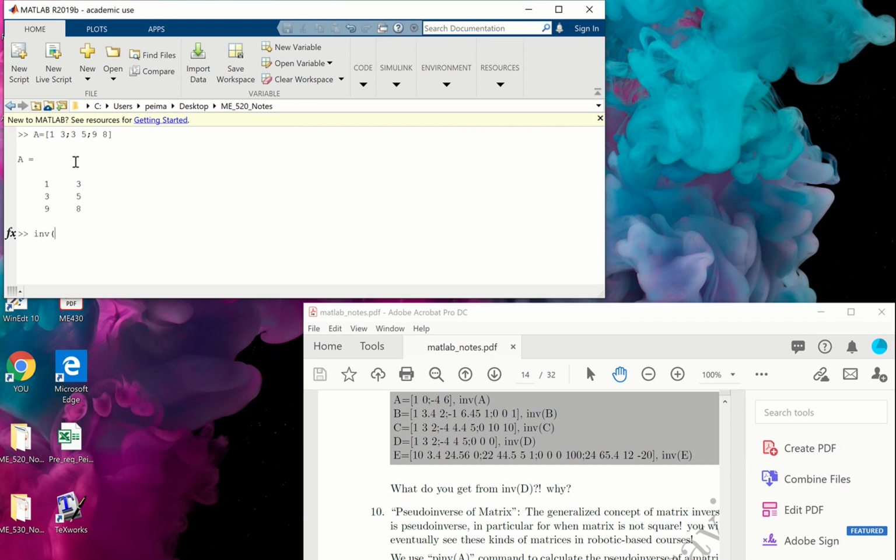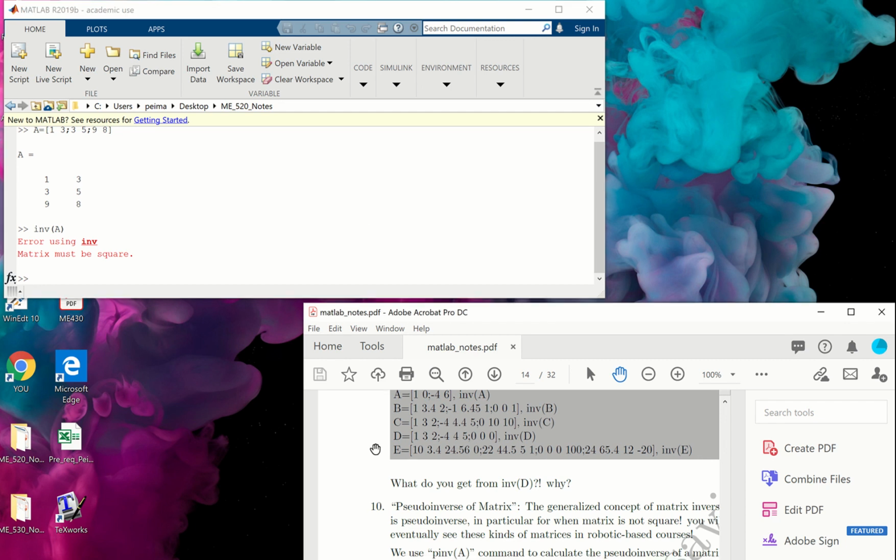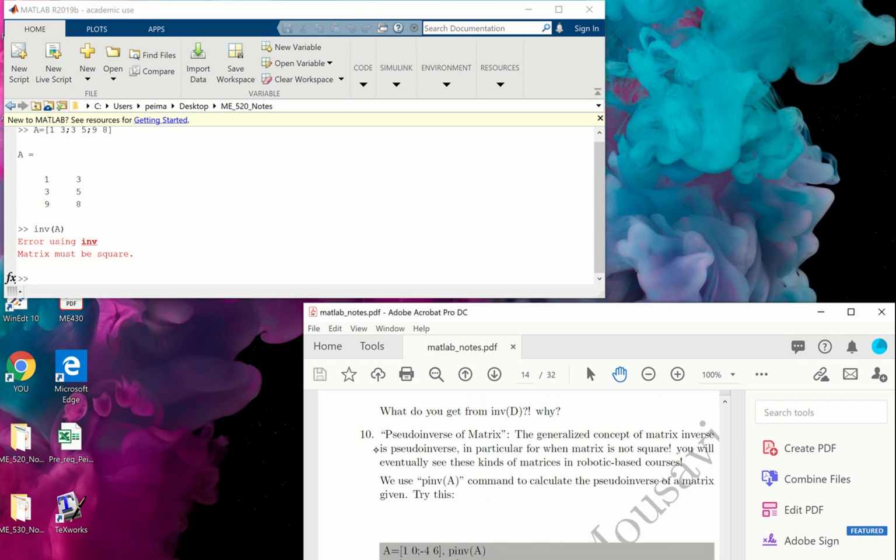Now if I say the inverse of this matrix, the matrix must be square, because the inv command in Matlab is for square matrices. So what happens if our matrix is not square? The command for that is the pseudo inverse. Look here, pseudo inverse matrix.